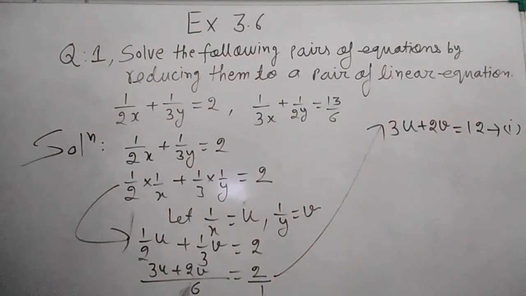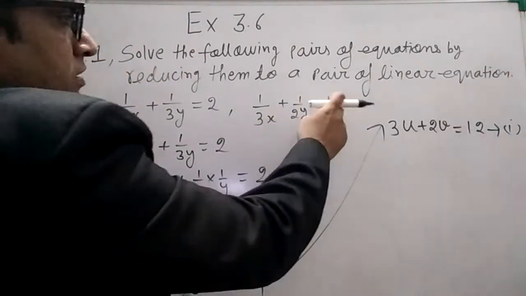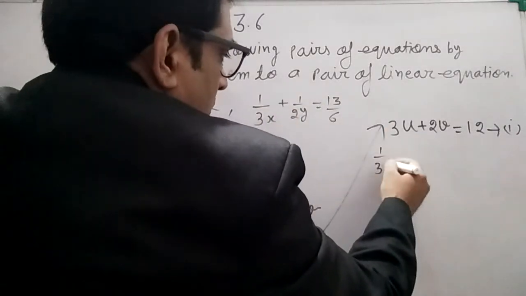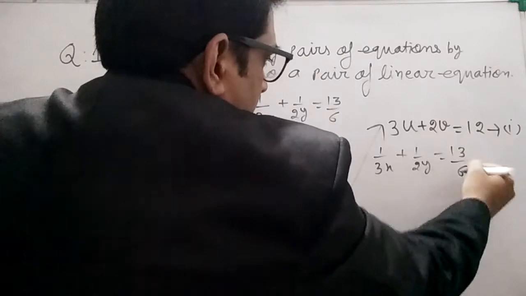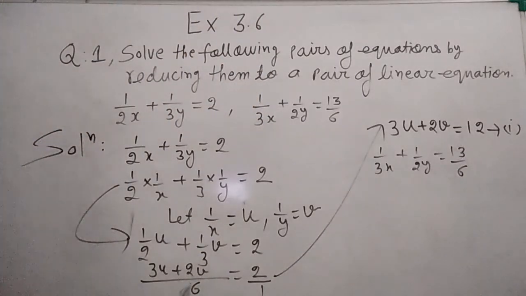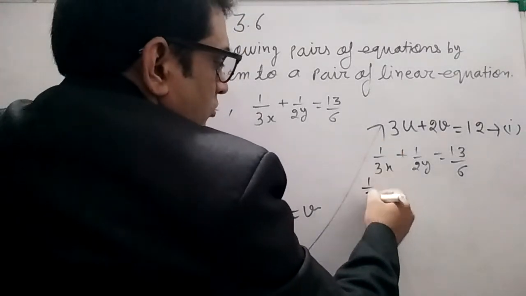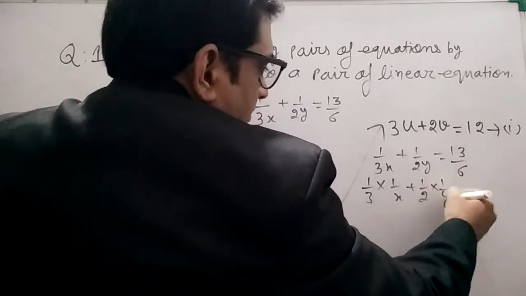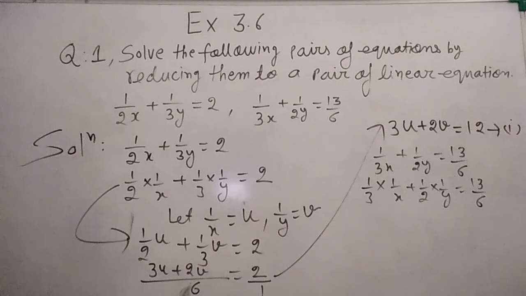And yes, student, now we will solve 1/3x plus 1/2y equal to 13/6. इसको सॉल्व करेंगे डियर स्टूडेंट. 1/3x plus 1/2y that is equal to 13/6. So dear student, again we can write this in this form: 1/3 into 1 by x plus 1/2 into 1 by y, that is equal to 13 upon 6.